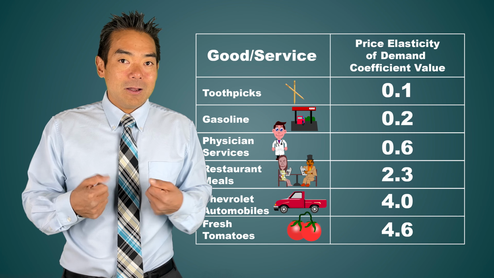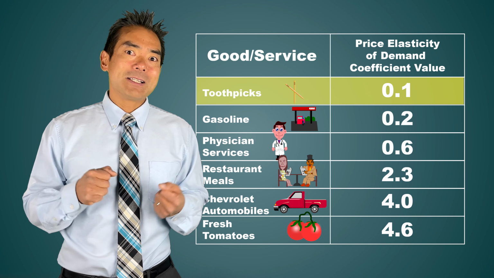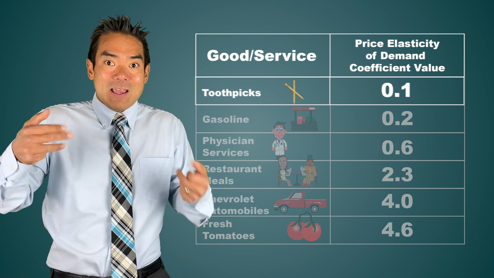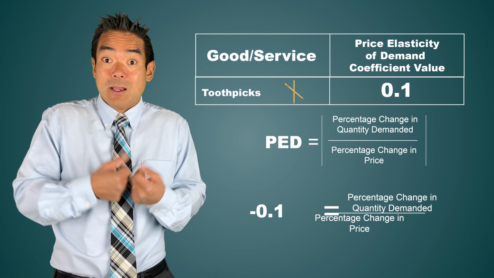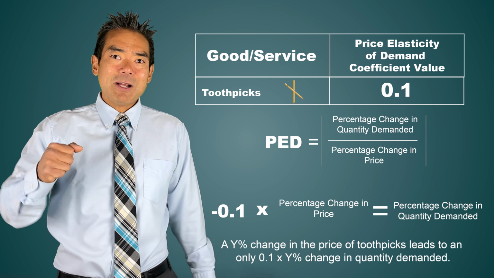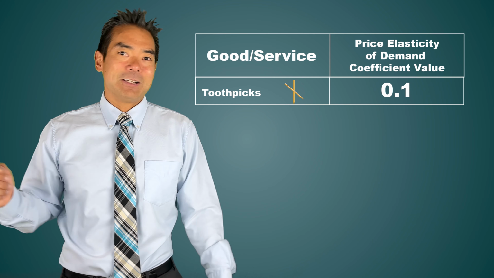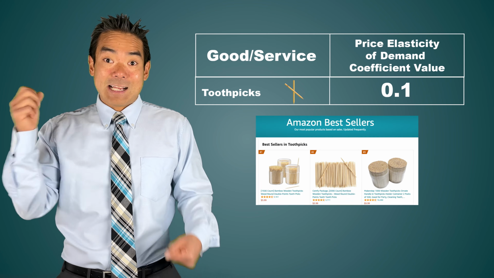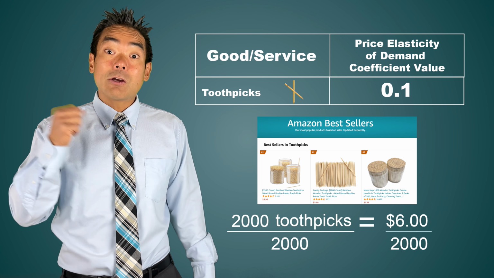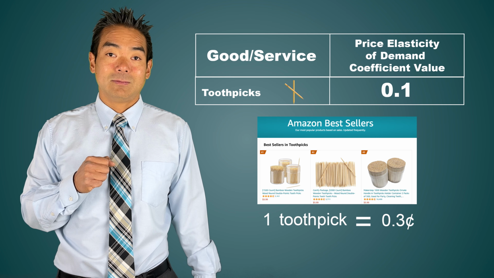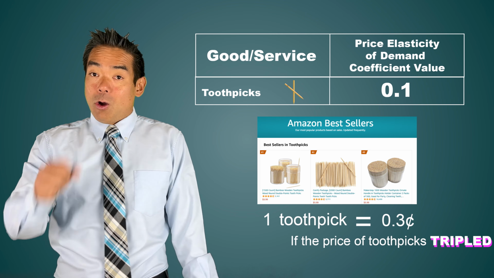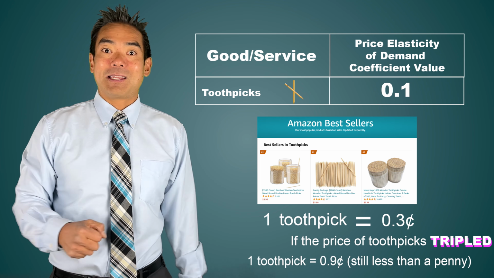Okay, what about toothpicks? These things don't face a very high degree of necessity at all, but they also have pretty inelastic demand, meaning that if the price of toothpicks goes up by a lot, we don't expect quantity demanded to fall by that much. Why might this be? How much do toothpicks cost? I had to look this up, but right now, Amazon has a pack of 2,000 toothpicks selling for $6, which comes to 0.3 cents per toothpick. That's not super expensive. If the price of toothpicks tripled, one toothpick still costs less than a penny.